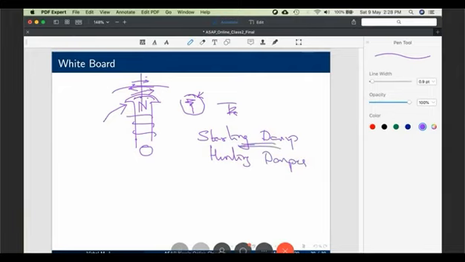Starting damper is used to start the synchronous machine because it is not inherently self-starting. Hunting damper is used to prevent hunting during load changes of the synchronous motor. Hope the concept is clear. So next question, please.